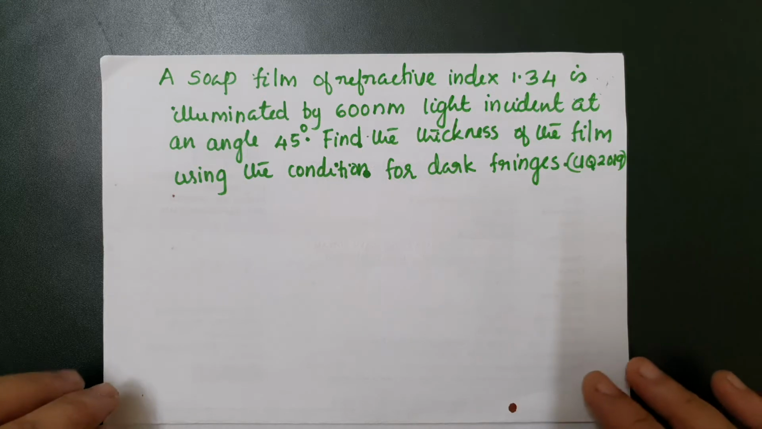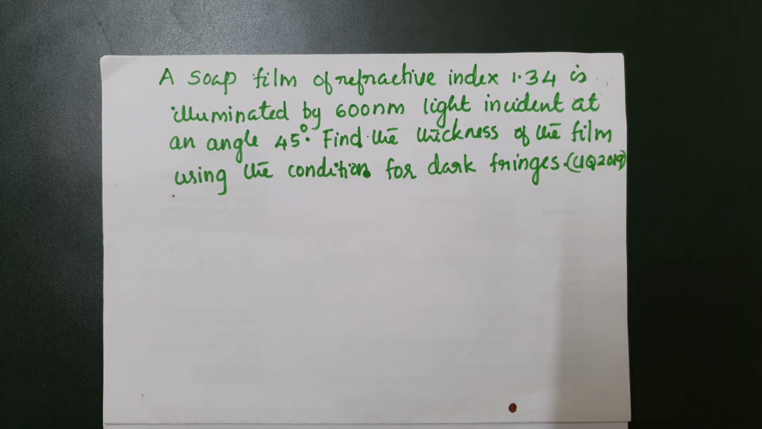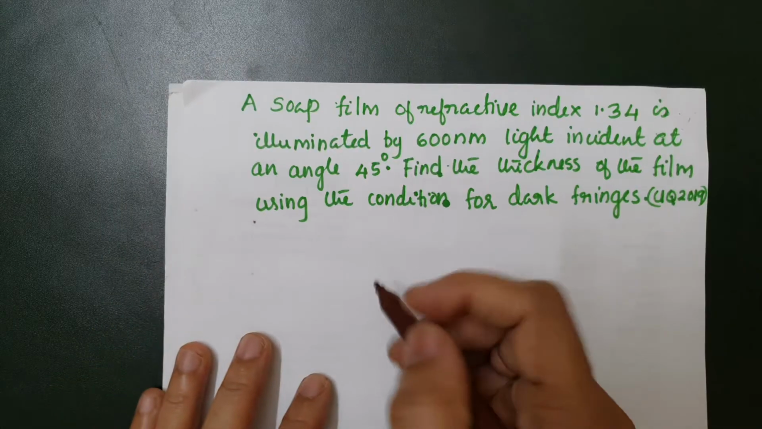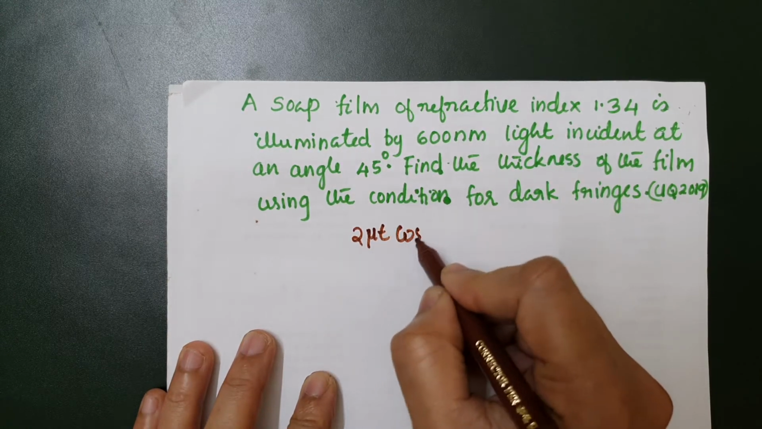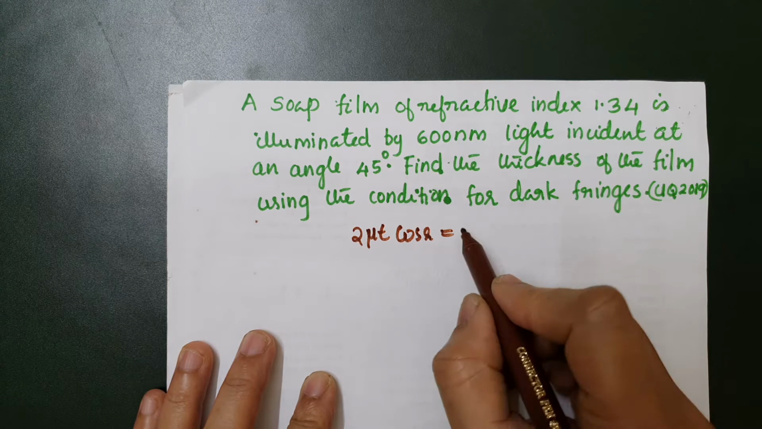A soap film of refractive index 1.34 is illuminated by 600 nanometer light incident at an angle of 45 degrees. Find the thickness of the film using the condition for dark fringes. Here we have the condition for dark fringes as 2 mu t cos r is equal to n lambda.